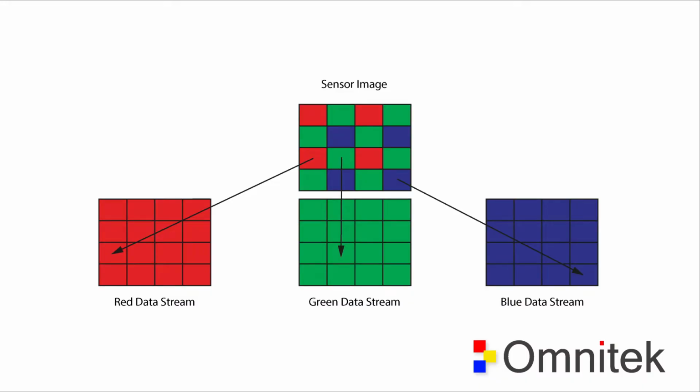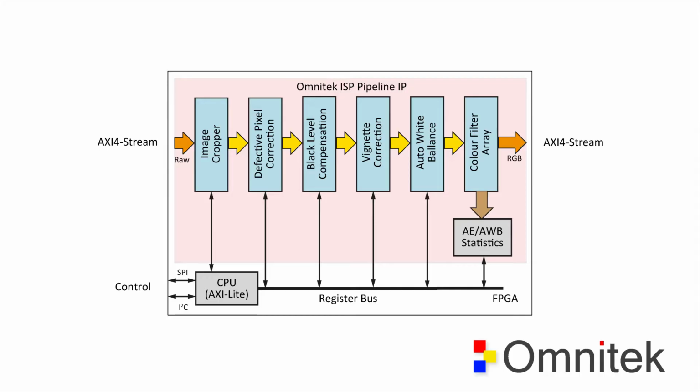A key part of the processing chain is the D-Bayer filter, and you can see a block diagram for that here, which converts the Bayer array into a regular RGB raster array. So now to talk through the ISP processing blocks in the chain one by one.